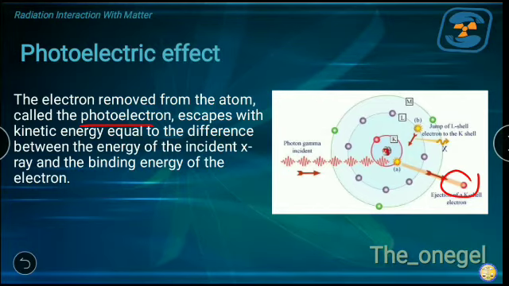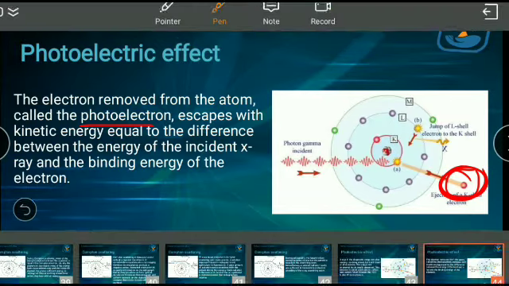The photoelectron escapes with kinetic energy equal to the difference between the energy of the incident X-ray and the binding energy of the electron. Sir, can it still ionize? Yes, it can. It still has the ability to ionize other matter.